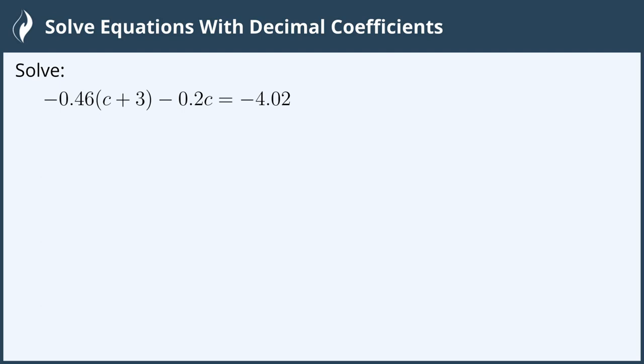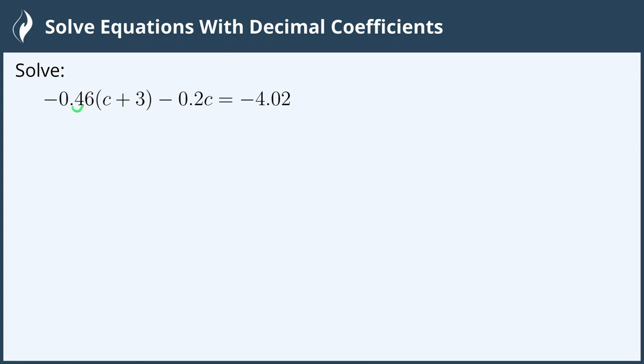Hi everyone! In this video, we will solve equations with decimal coefficients. Decimals can sometimes get messy, so we can get rid of them by multiplying by a multiple of 10 with the same amount of zeros as the largest amount of place values that we have in our equation.